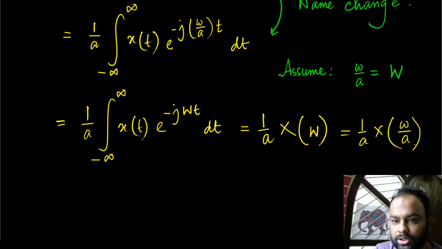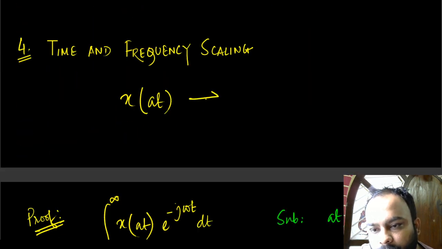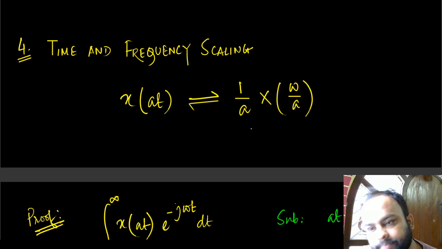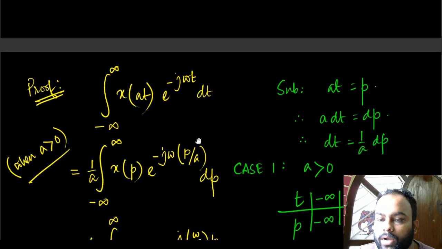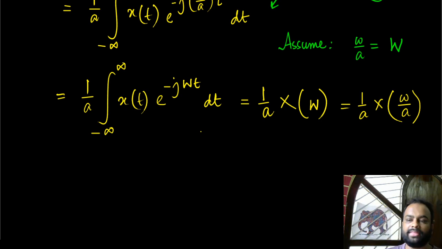So when a is positive, we have just derived that the Fourier transform would be 1 by a times x of omega by a. So if I do a time scaling like that, there's a time contraction. If a is a quantity larger than 1, then we would have a frequency expansion. A time contraction results in a frequency expansion and vice versa. We haven't yet considered the situation where a is a negative quantity. But please let me know if this evaluation is clear so far.